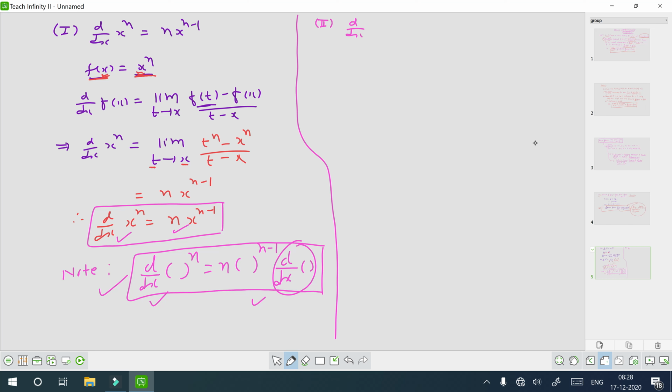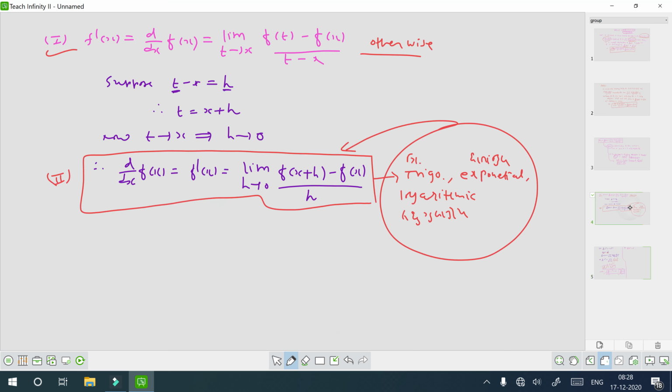d by dx of e raised to x is equal to e raised to x. Trigonometric functions or exponential function or logarithmic function, then use this definition for conveniency. Clear? Now see here.